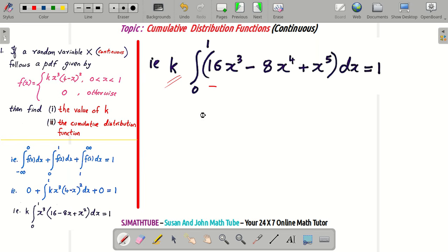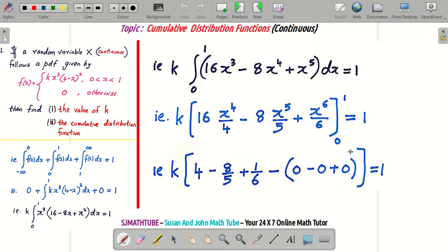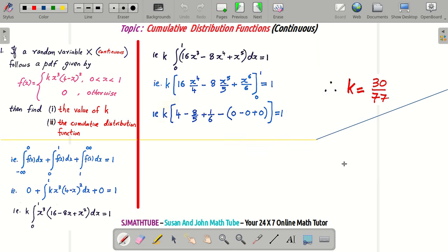So integrating x to the power 3 becomes x power 4 by 4, then the step, and then this. Now you're supposed to put the upper limit instead of x minus the lower limit. Wow, we got the value of k.